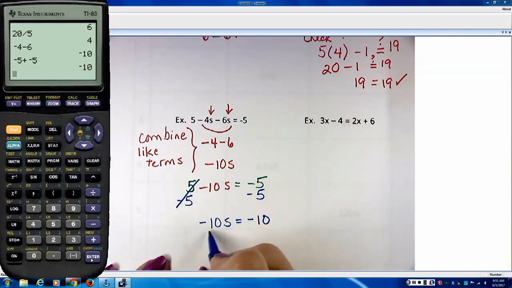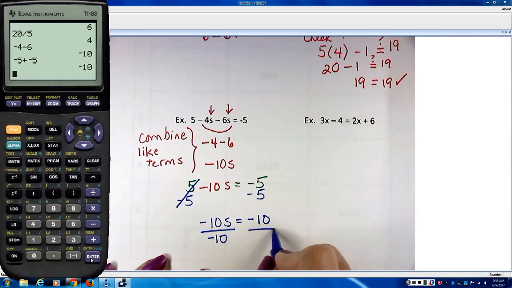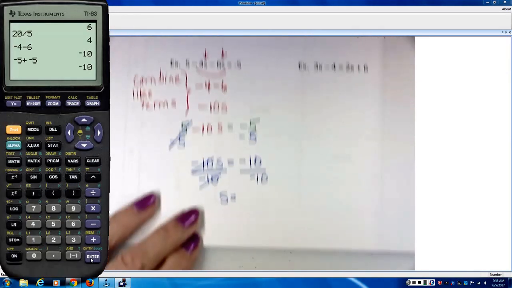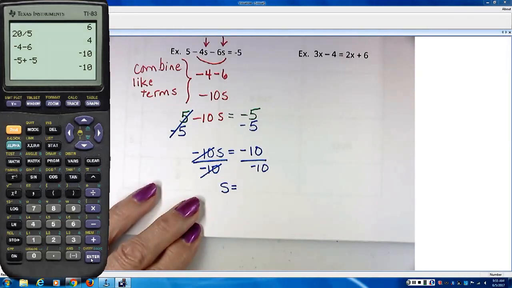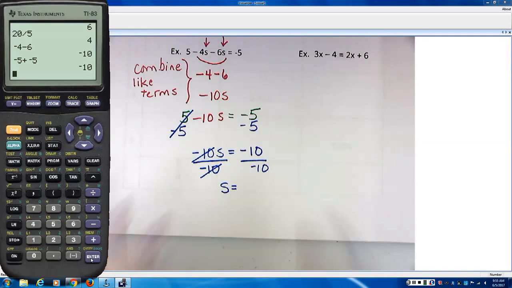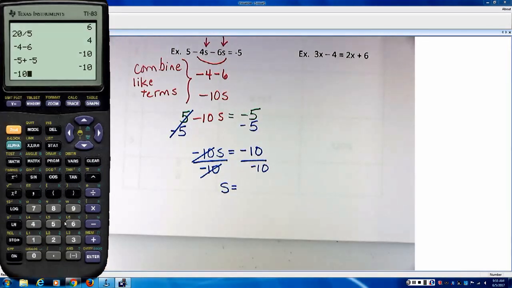And now this is negative 10 times s. It's multiplying. The opposite of multiply is divide. So I'll divide both sides by negative 10. That means I'll have just s left by itself on this side. And then negative 10 over negative 10 is going to be 1 because anything over itself is 1.